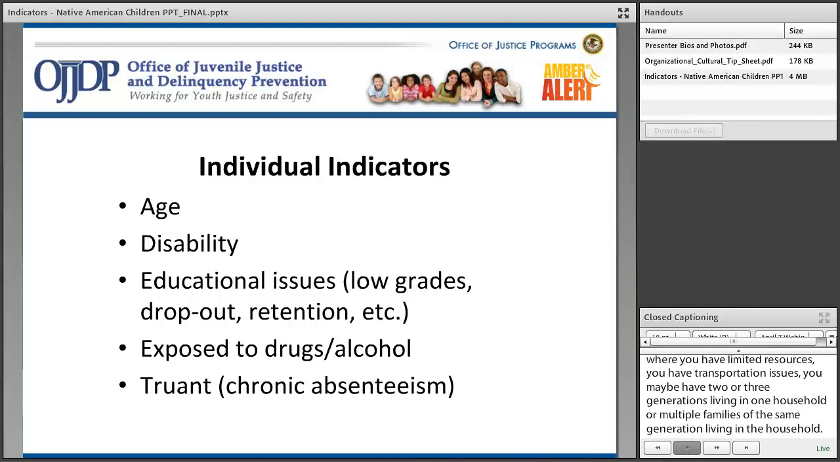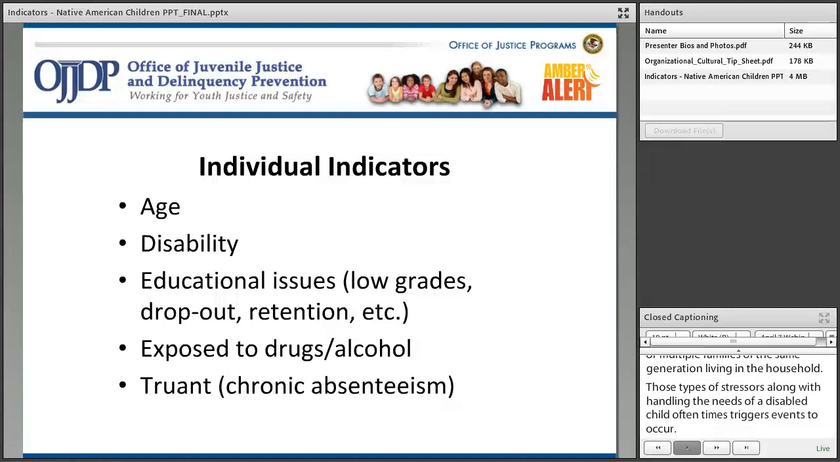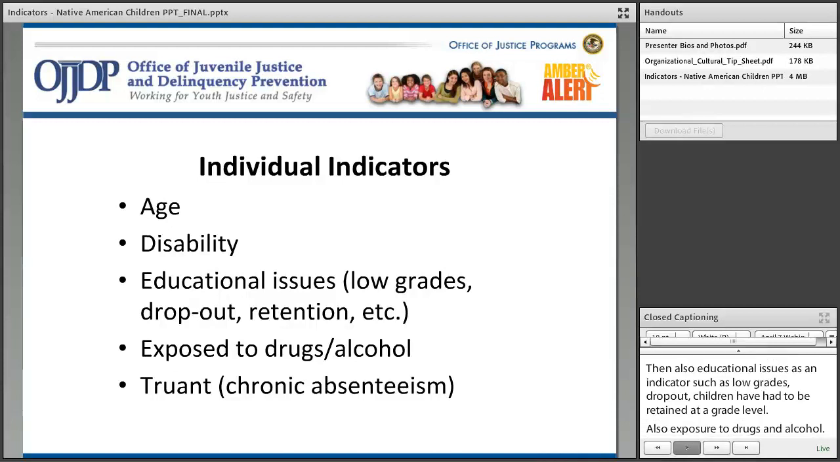And then also educational issues as an indicator, such as low grades, dropout. Children have had to be retained at a grade level. And also exposure to drugs and alcohol. If there's drugs and alcohol occurring in the home, those could be contributed to an individual indicator as well. And also truancy and chronic absenteeism.